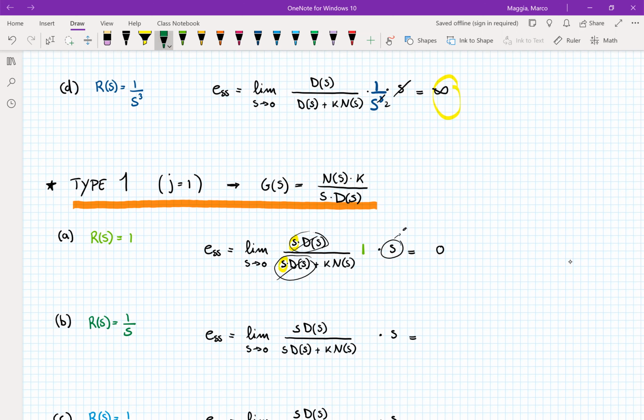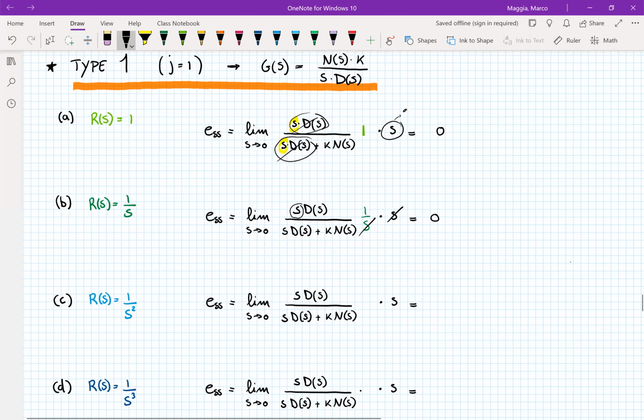If we now have a step input that is 1 over s, let's see what happens. This cancels out with this, but now, due to the fact that we have this extra s at the numerator, this limit will also go to 0. So you see that a type 1, if you want to think about it this way, resists a tougher input. So the steady state error, even to a step input, is equal to 0.